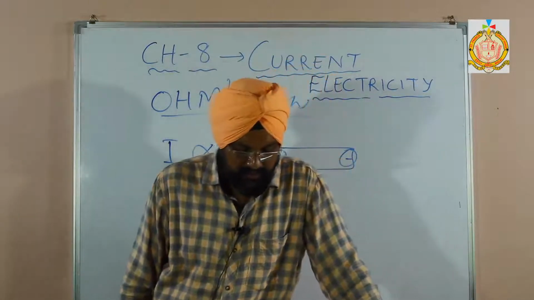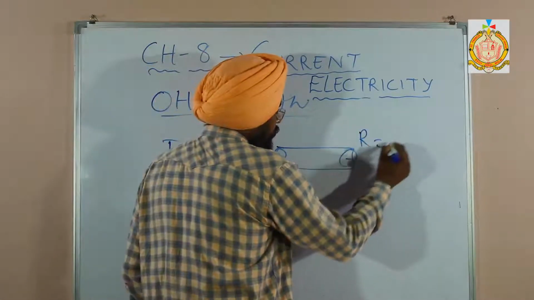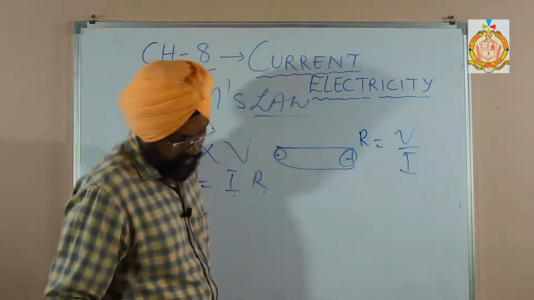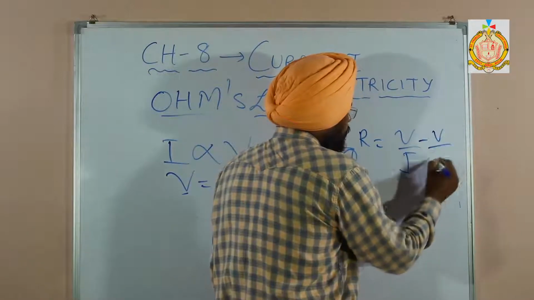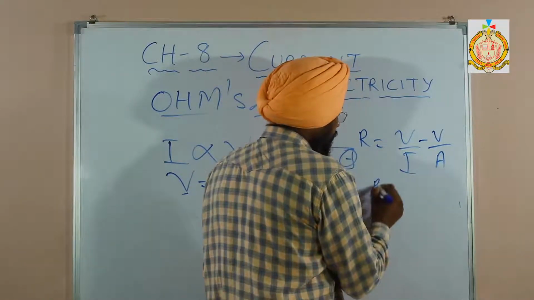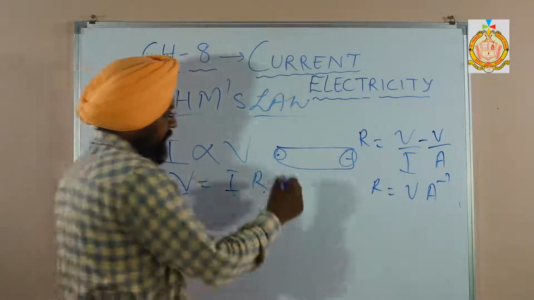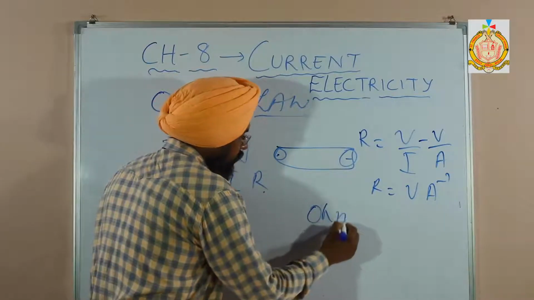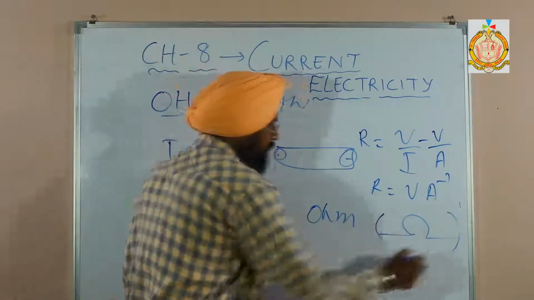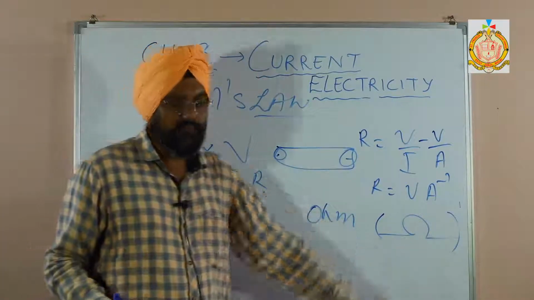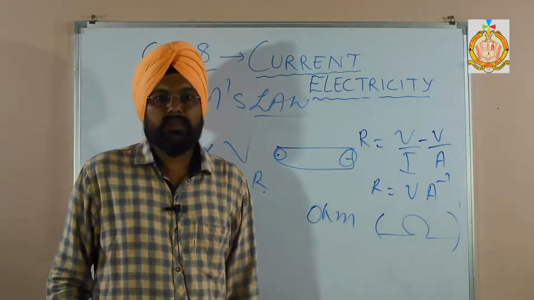So what is the unit of resistance? R is equal to V upon I. V is volt, I is current, that is ampere. So R is equal to volt per ampere, volt ampere inverse. The symbol of resistance is Ohm. This is the symbol Ohm, and the SI unit of resistance is Ohm, because it is named after the scientist Ohm.